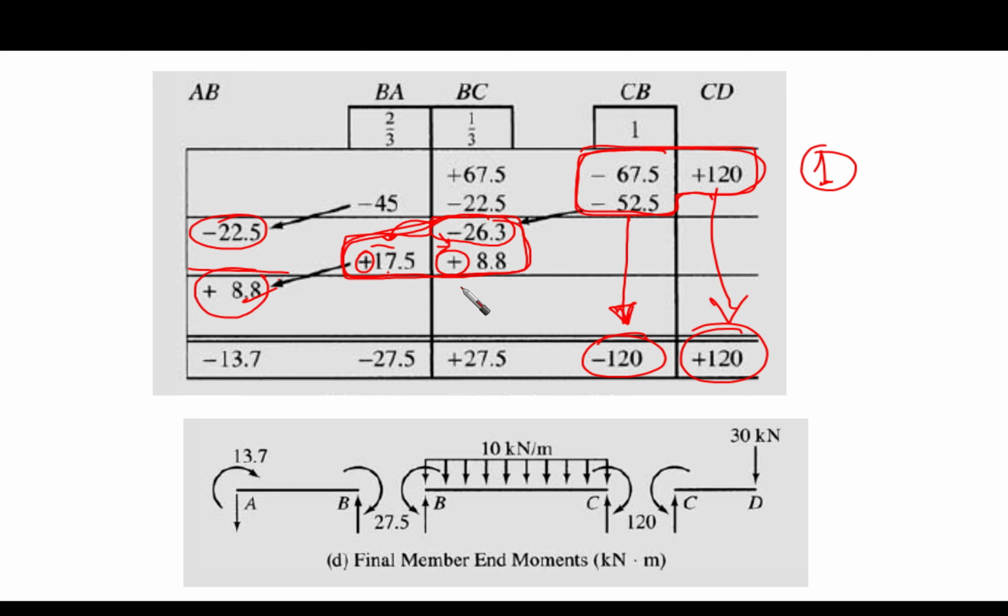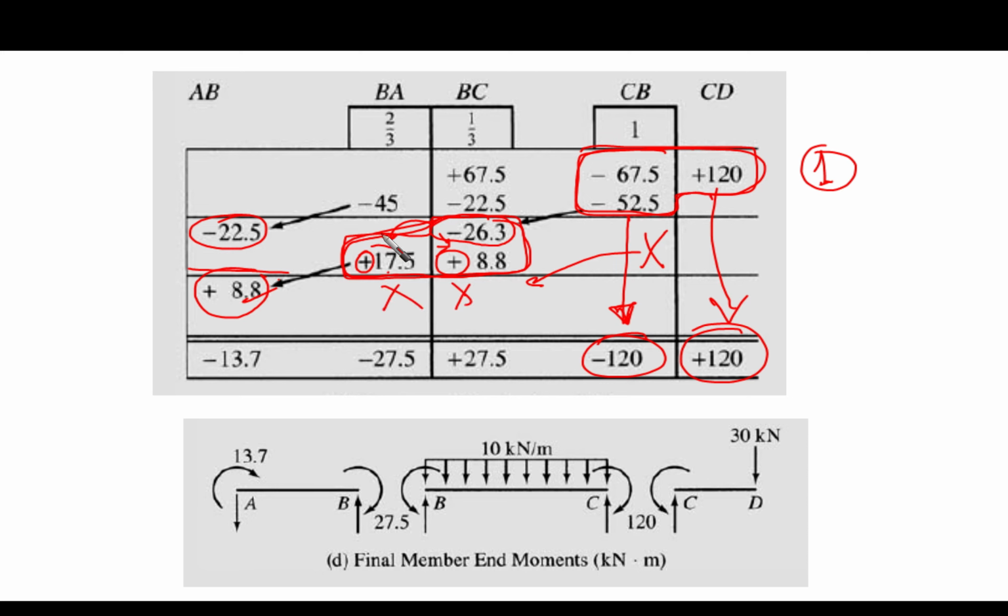Why that's it? Because there is nothing here to be balanced after that. There is no carryover from here. We stopped. There is nothing here, so nothing would be carried to this point. And from this side, there is no carryover. There is no unbalanced moment here to carry over here. So there is nothing here also. We are going to stop here.